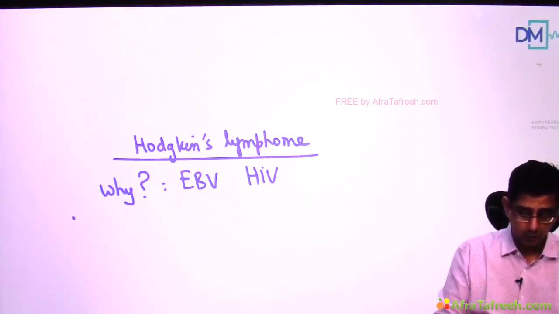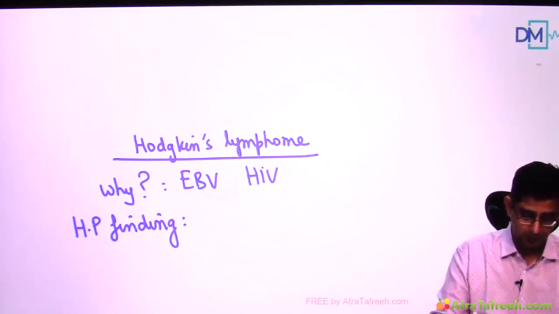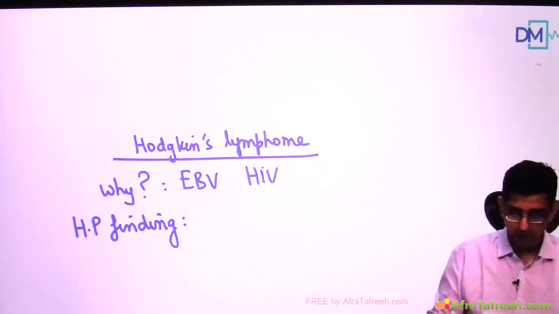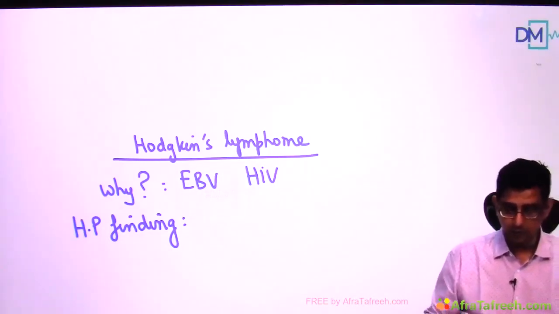The classical histopathological finding that is encountered in these patients is the Reed-Sternberg cell, and the appearance of the Reed-Sternberg cell can be given in an image-based question, which is very simple, straightforward, and an easy one to identify. You will be able to identify the classical owl-eye appearance.